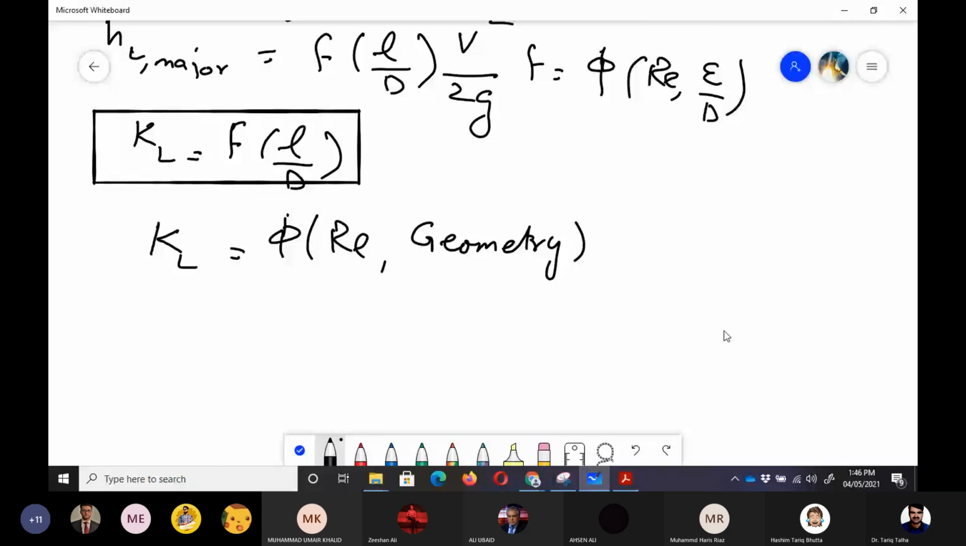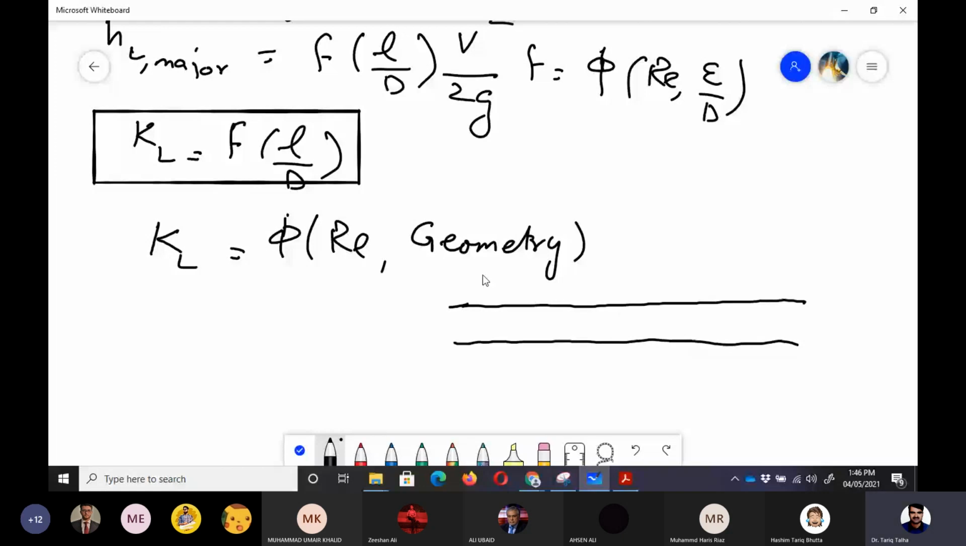So now if we want to write the energy equation, let's suppose that there is a pipe. Here I have got a section 1 and here I have got a section 2. Let's say that here I have got one component C1 and another component C2. If I want to write the energy equation between these two points, I am going to write it using the energy equation as we discussed in the last class.